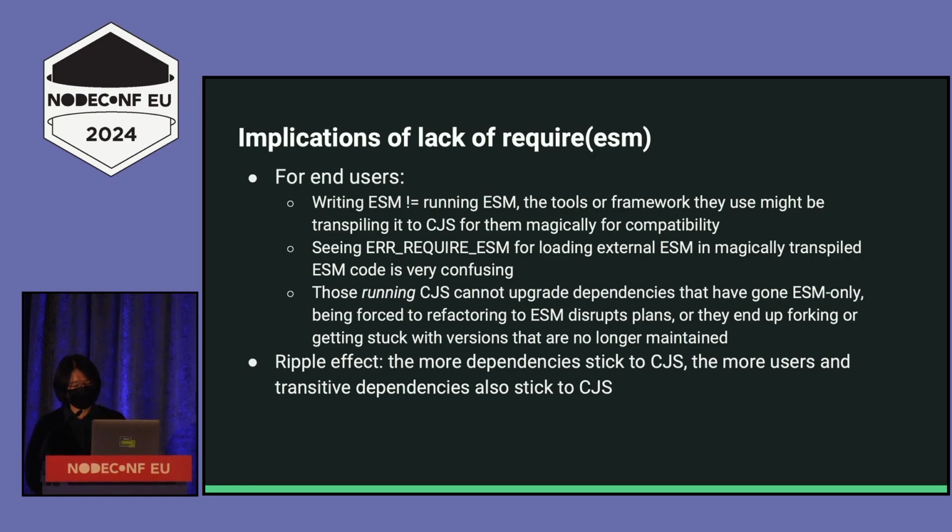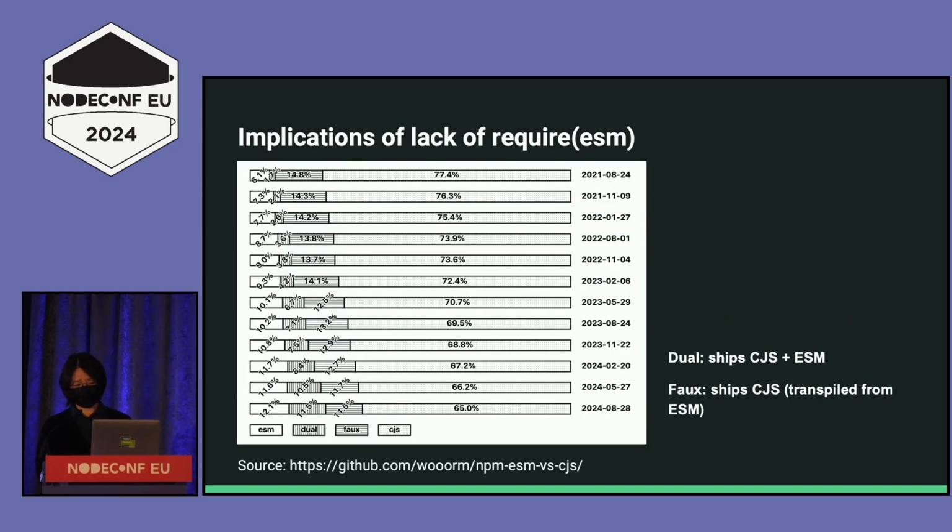People who still run CommonJS cannot upgrade dependencies that have gone ESM only, but being forced to refactor to ESM can disrupt their plans, and some just end up forking or getting stuck with versions that are no longer maintained. This also has a ripple effect. The more dependencies stick to CommonJS, the more people and dependencies that depend on them also stick to CommonJS. And all of this just demotivates the adoption of ESM.